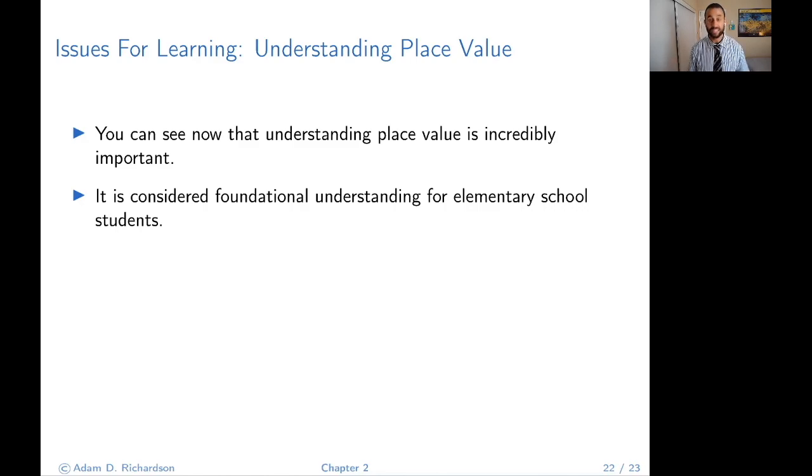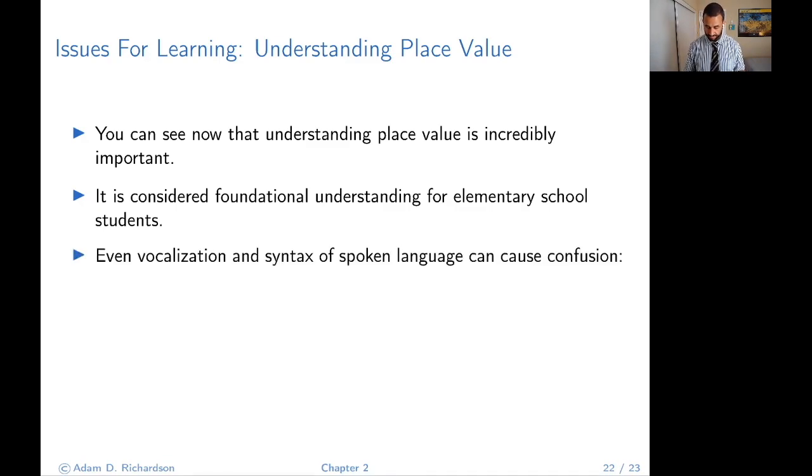Oh yeah, this is also considered foundational understanding for elementary school students. If students do not have this type of foundational knowledge, it's going to carry with them for the rest of their mathematical career, all the way up through high school. You have to catch them early on. Some other things, even the vocalization or the syntax of spoken language can cause issues. So you have to keep this in mind when you're working with your students.